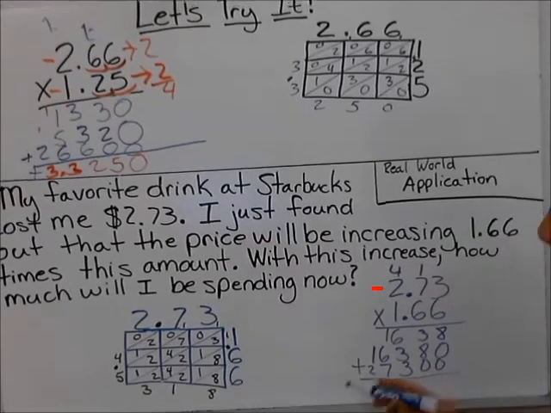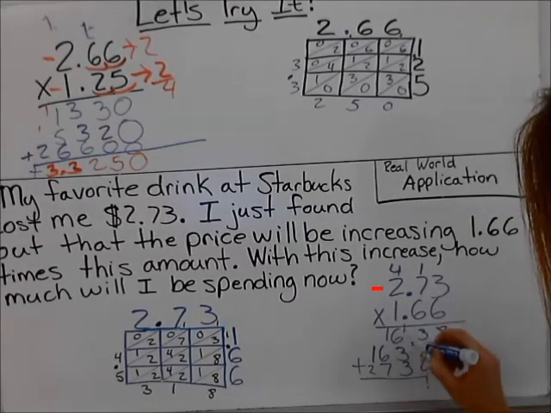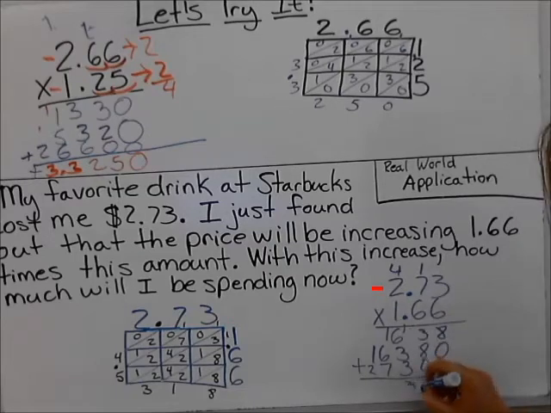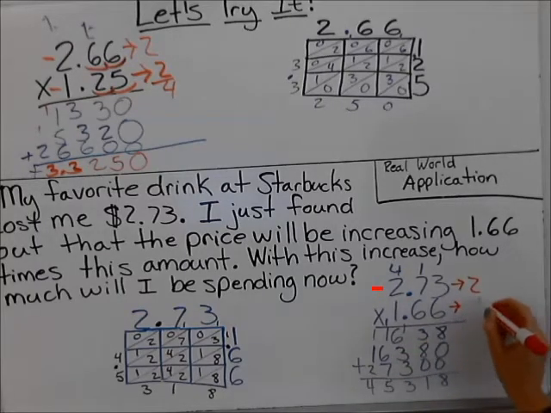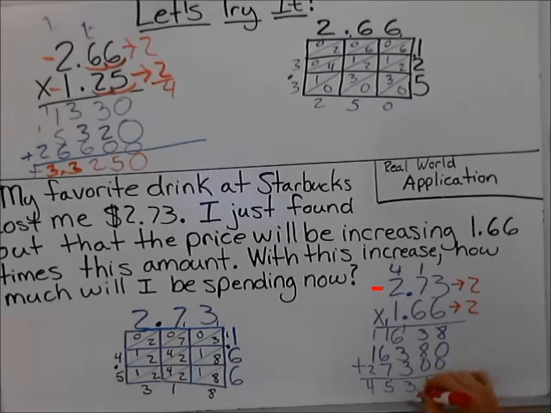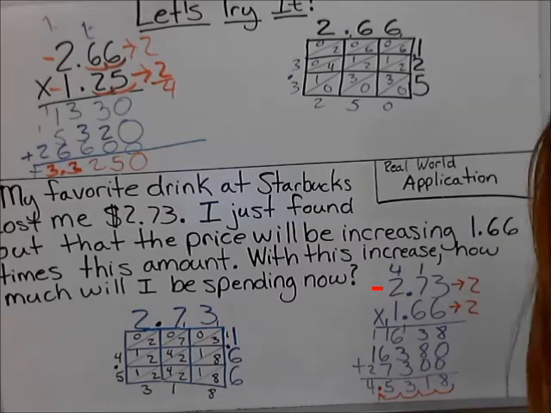Add it all up, and we get 8, 11, 13, 15, and 4. So I have 2 numbers to the right of the decimal here, and 2 numbers to the right of the decimal here, and that's 4 decimal places. 1, 2, 3, 4.